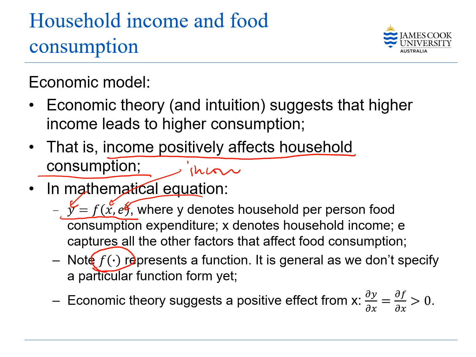And our economic theory suggests that there's a positive effect from income to food consumption, which means that this symbol D, differentiation, the partial derivative of Y with respect to income, must be positive. If it's negative, then that means the higher X, the lower Y. But we expect this to be positive. Okay, that's the economic model.